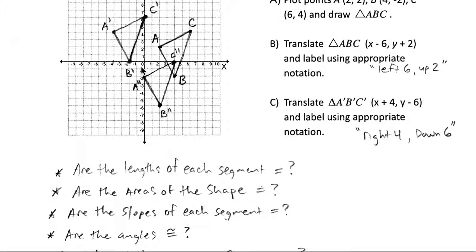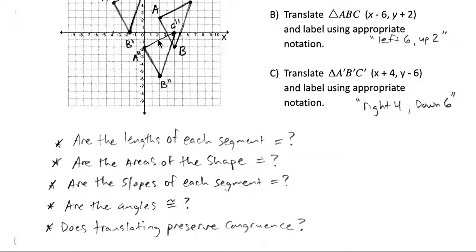And then lastly, what's also true is that the slope between our points is the same or equal. So the slope between A prime and B prime is the same or equal slope as the slope between A and B here. Because all of those things are true, we say that translating or translations preserve the congruence of a shape or figure.